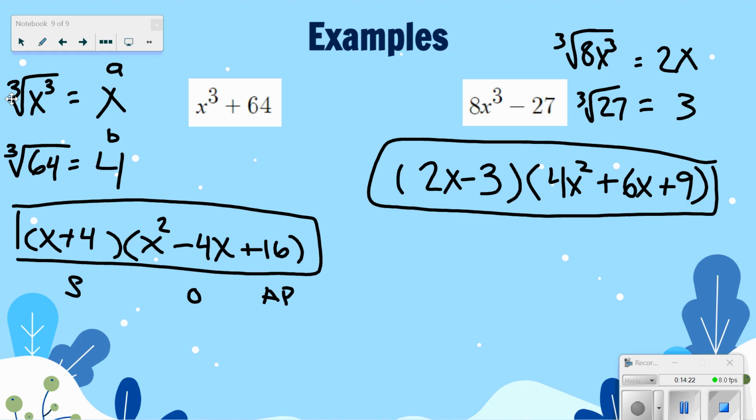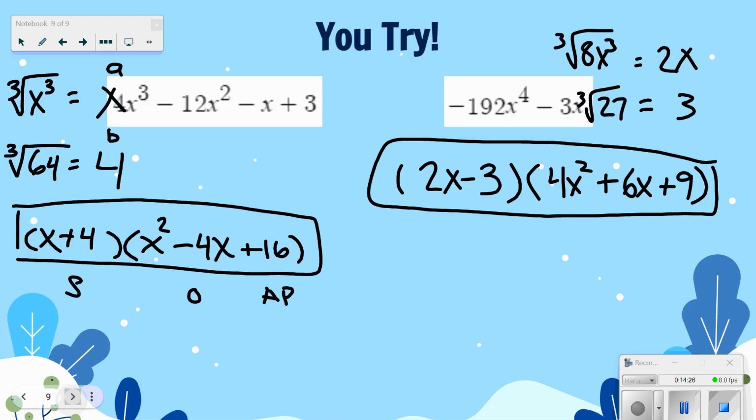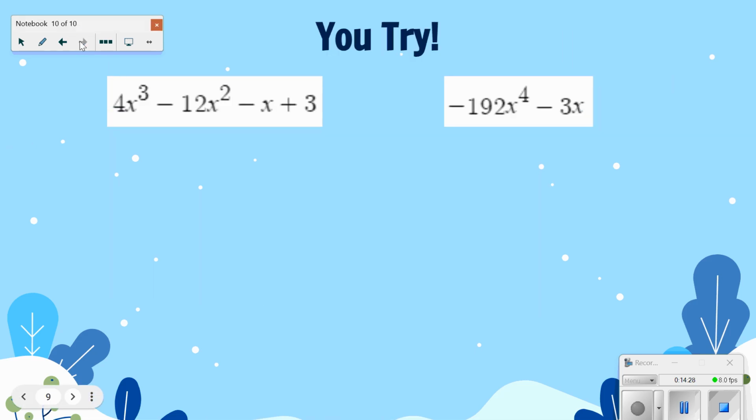All right, why don't you guys try these next two problems, and then we'll go over them, and then we'll do some classwork. All right, you guys, let's go through these two. And what did you notice about the first question? How many terms do you have? 4. So if you see 4 terms, what should be your method of factoring? Grouping. So you would have factored out 4x squared, and then you would have had x minus 3.